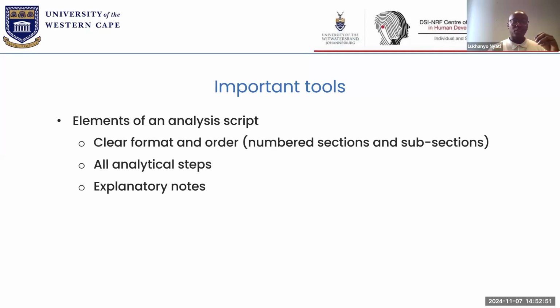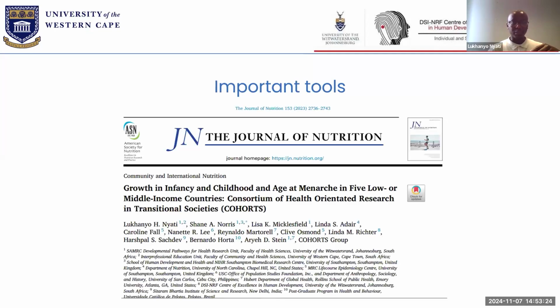And importantly, in line with the principle of transparency that we've been emphasizing, all the steps that you have followed need to be outlined in your script. And not only the steps, you need to have notes that explain why you're doing what you're doing. So these are the three elements that I think are important to have in your analytical script. And I will show you an example.